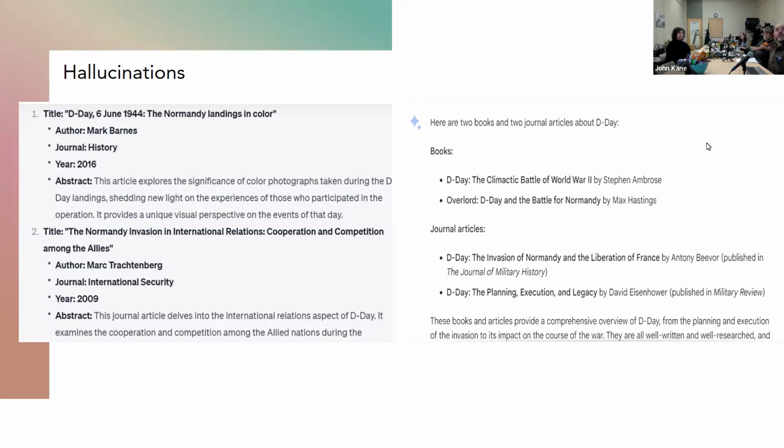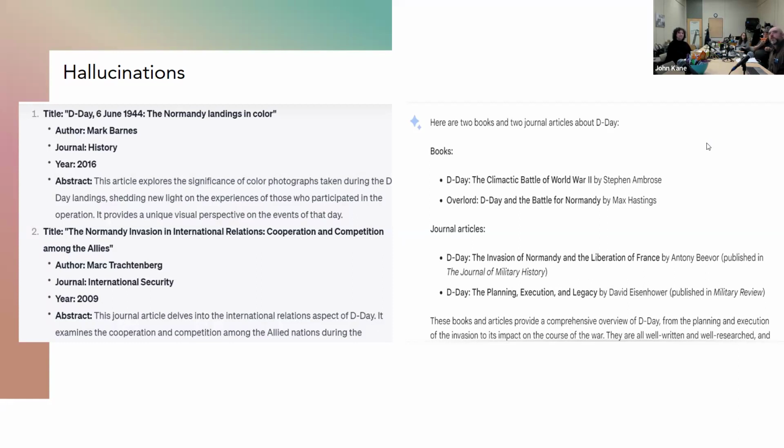The only problem is I use my own skills to figure out these things don't exist. Mark Trachtenberg is indeed a scholar in military history, but this paper does not exist. Same thing, Mark Barnes is a scholar, but these are not real. These were hallucinated by the computer using all the information it had been fed. And we'll talk about what kind of information that is.